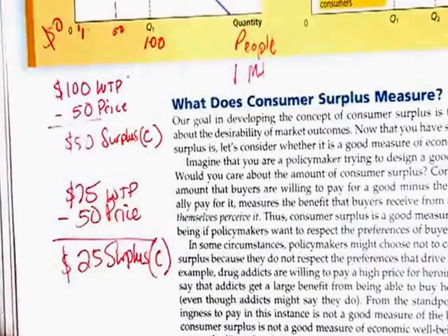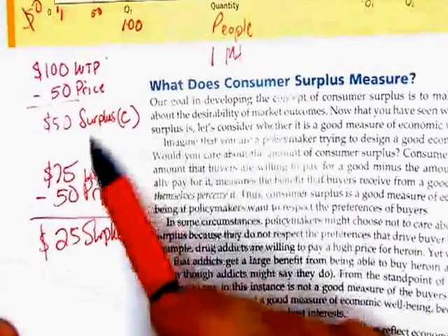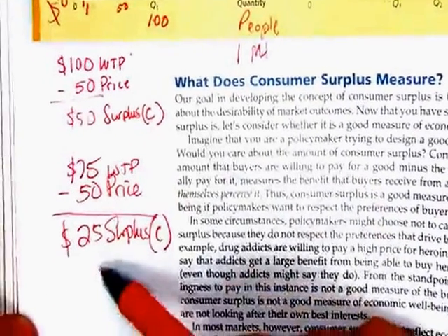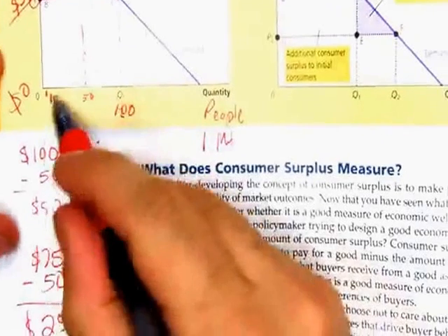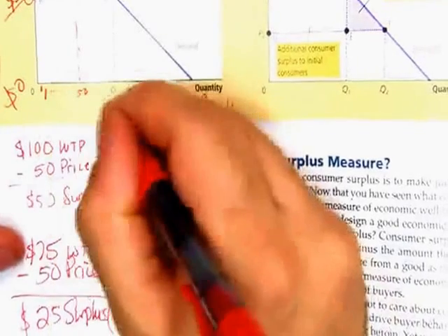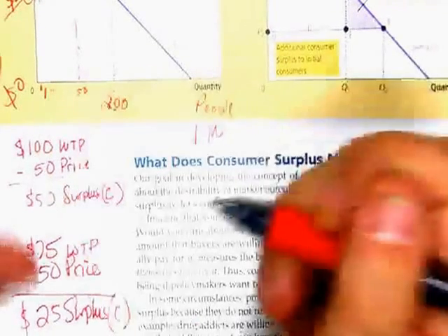So the idea here is person number 1 had $50 of surplus, person number 50 had $25 of surplus. Now, we have 100 people here. But let's just say for a moment that there were only 2 people in this market. So 1 and 2, okay? Just 2.